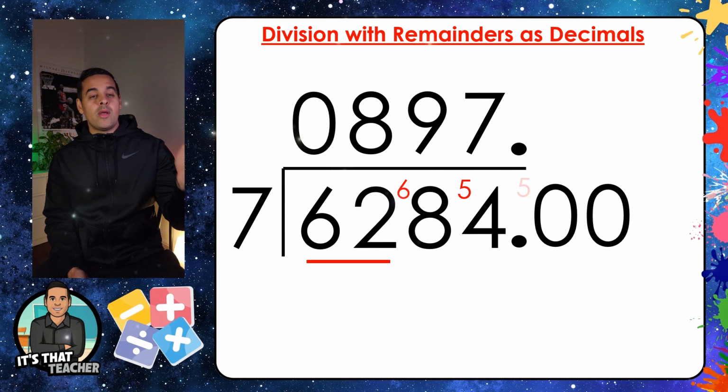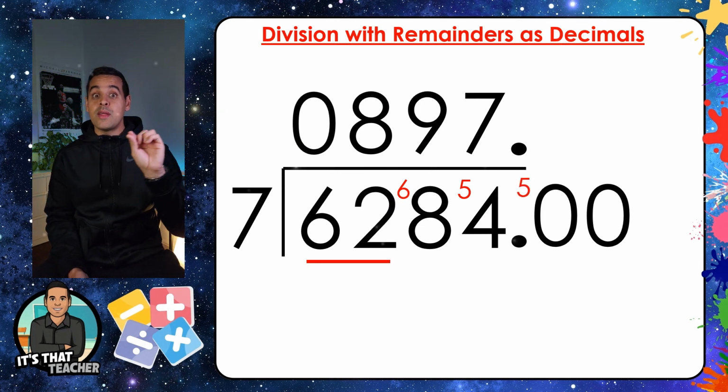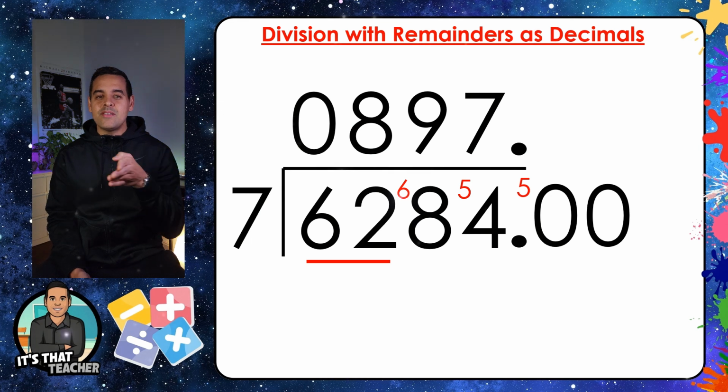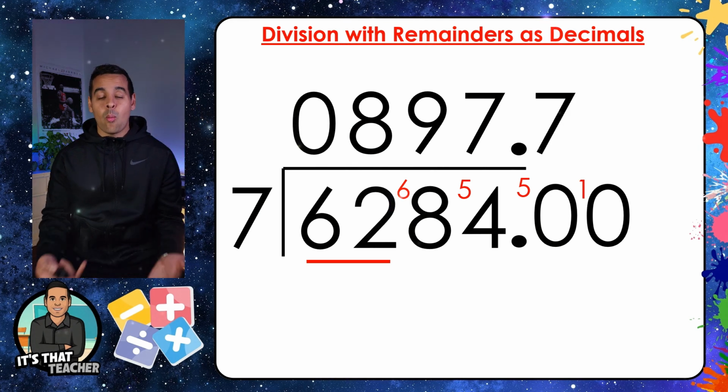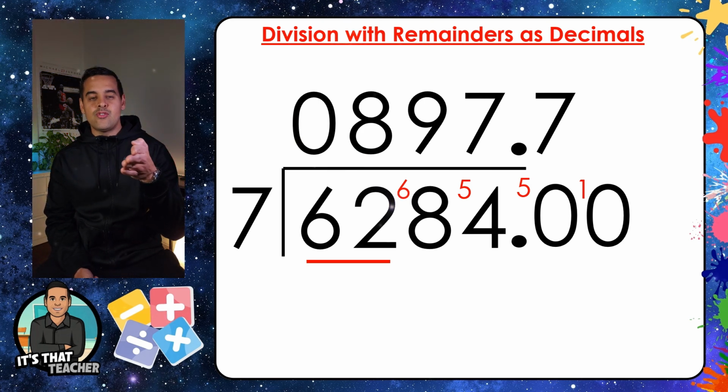So like I said, we have 5 remainders from before. We put it in front of the new 0. How many 7s can fit into that 50? That would be 7, remainder 1.